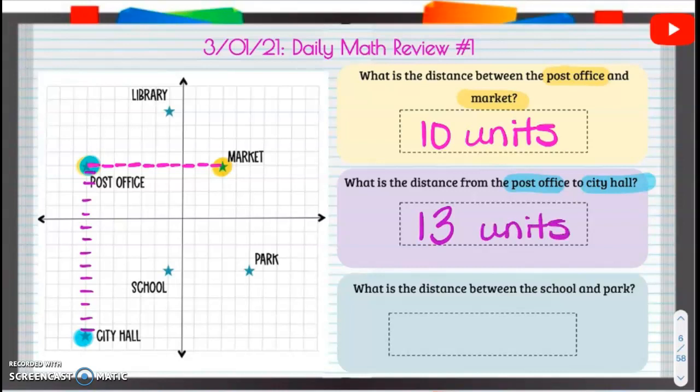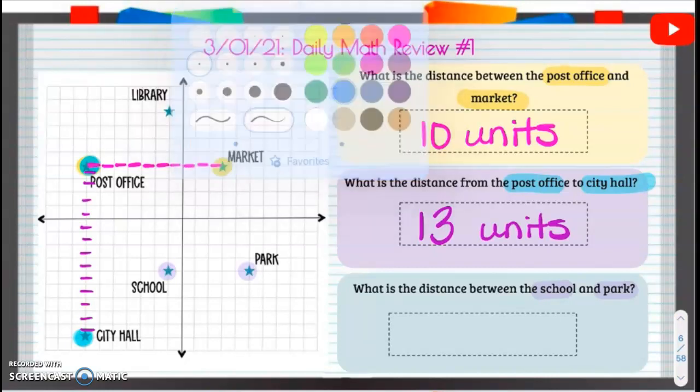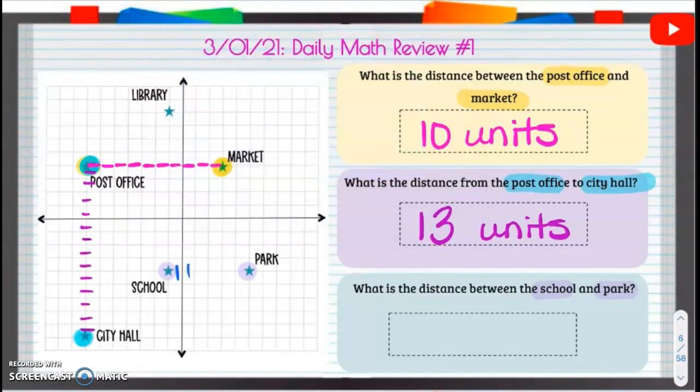All right, last but not least, what is the distance between the school and the park? Here's the school, here's the park. Ooh, kind of off center. All right, let's do blue. 1, 2, 3, 4, 5, and 6. 6 units. Make sure you guys are counting these spaces.